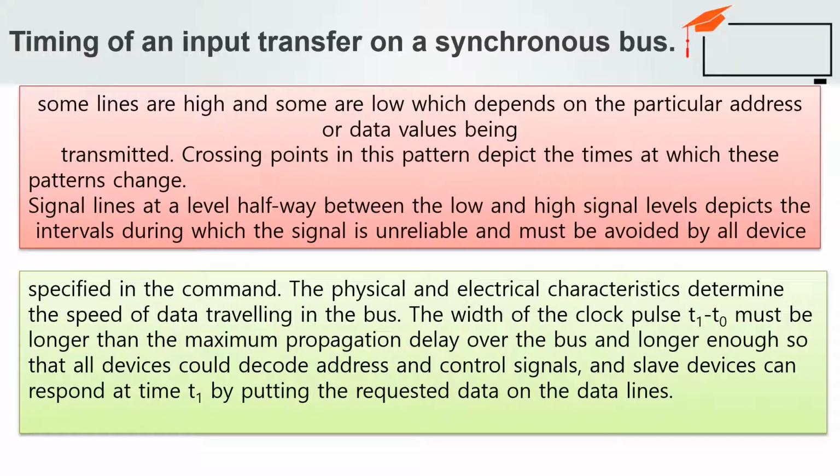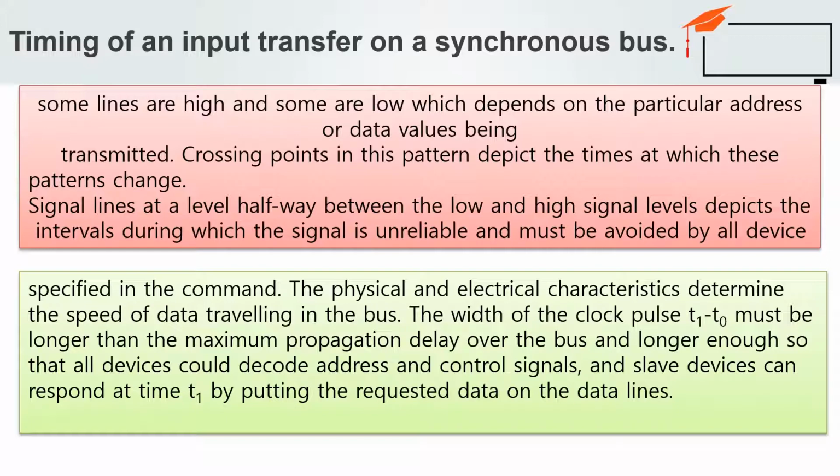The address and data lines are carrying both high and low signal levels at the same time. This is a common convention indicating that some lines are high and some are low, depending on the particular address or data values being transmitted. Crossing points in this pattern depict the times at which these patterns change. Signal lines at a level halfway between the low and high signal levels depict the intervals during which the signal is unreliable and must be avoided by all devices.